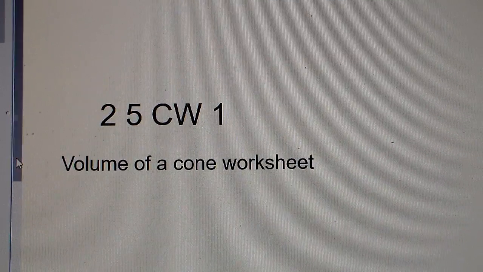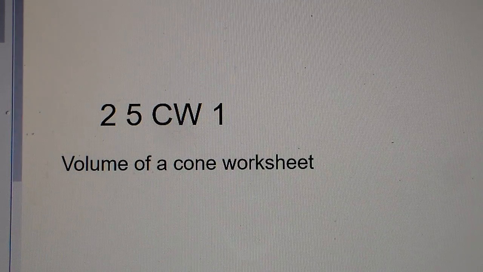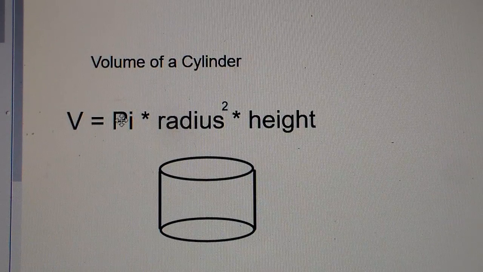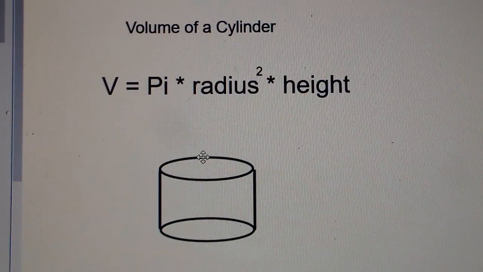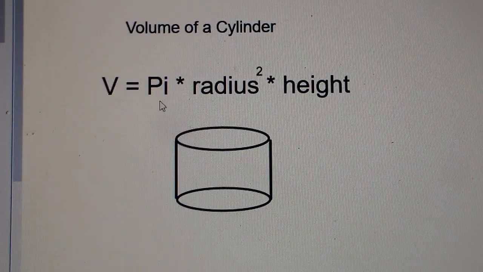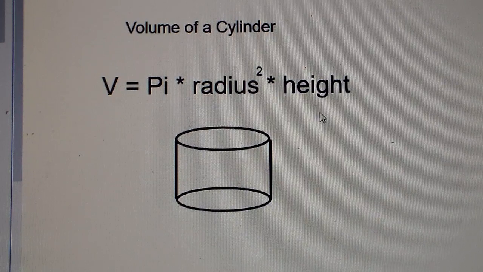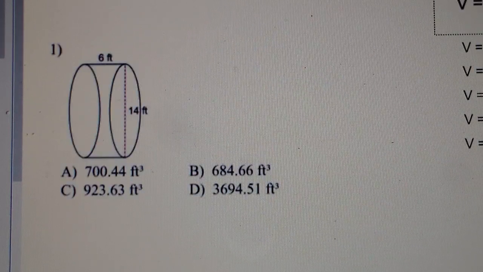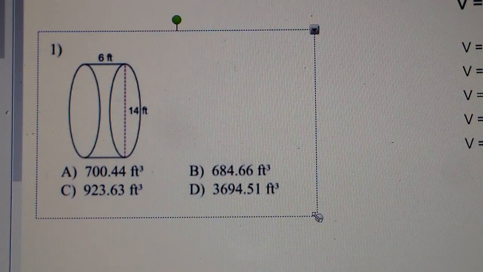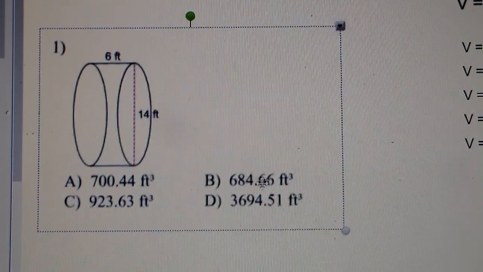Now we could do a worksheet to get a little more practice, or one of the Google forms that you see attached for volume of a cone. Next up, the volume of a cylinder is pi times radius squared times height. So we're going to plug that in. Here are 3 or 4 problems on how to do that.